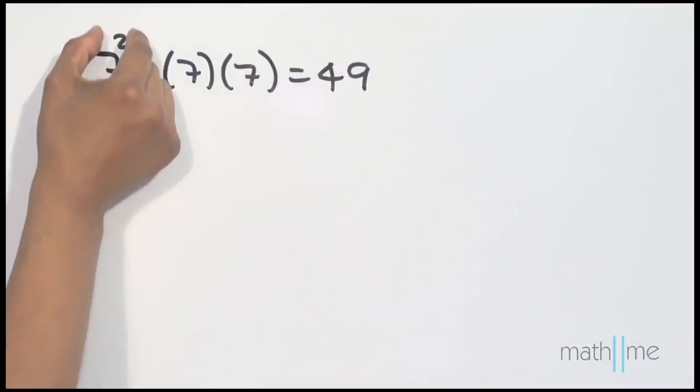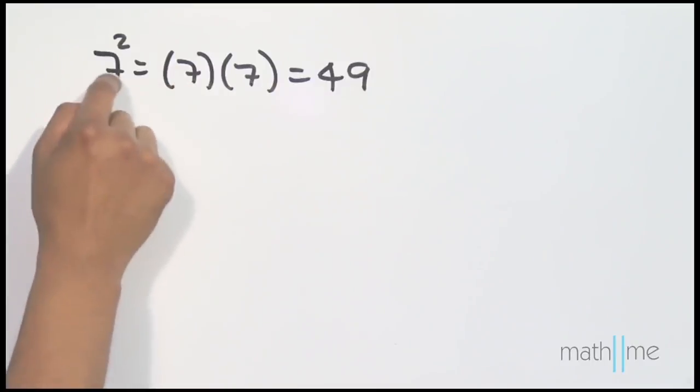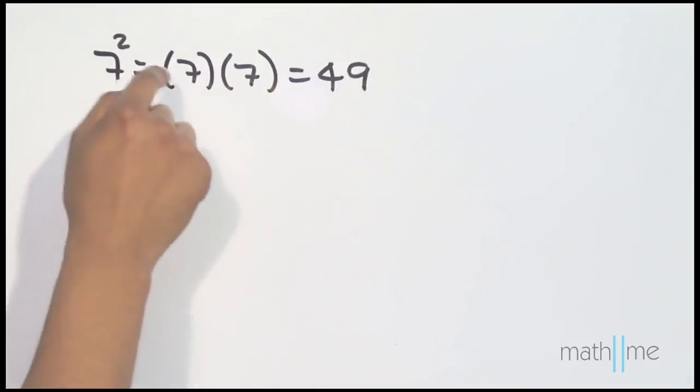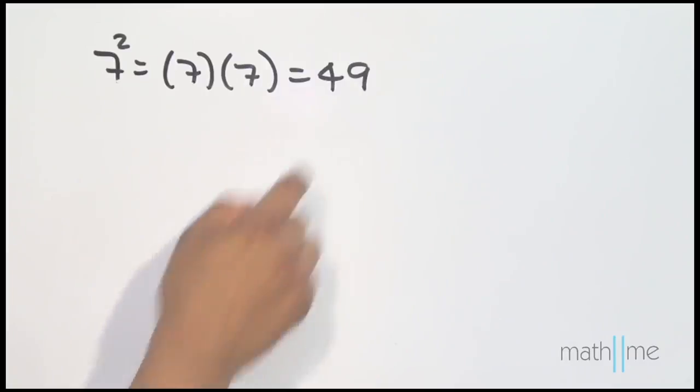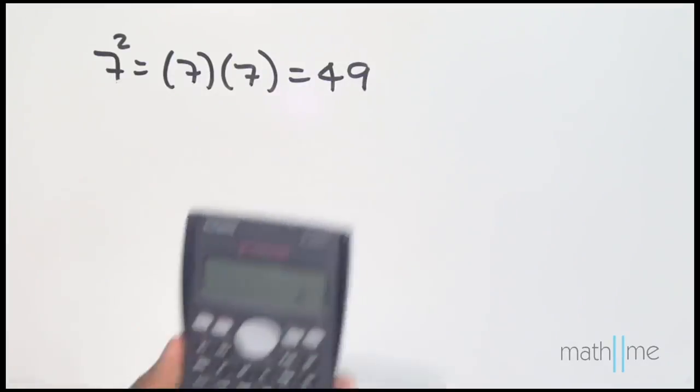Here we have 7 squared, where 7 is the base and 2 is the exponent, which means to multiply the number 7 by itself 2 times. So 7 times 7 equals 49. Now, how do we enter this operation in the calculator?